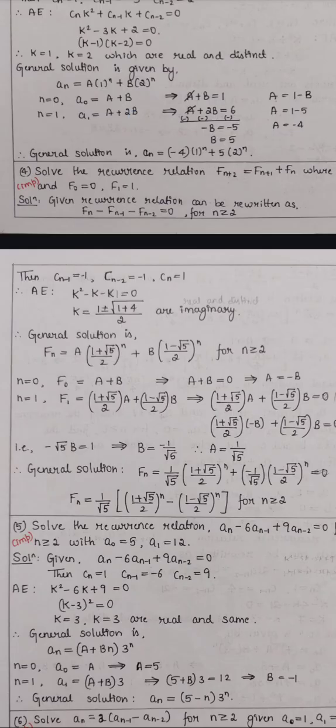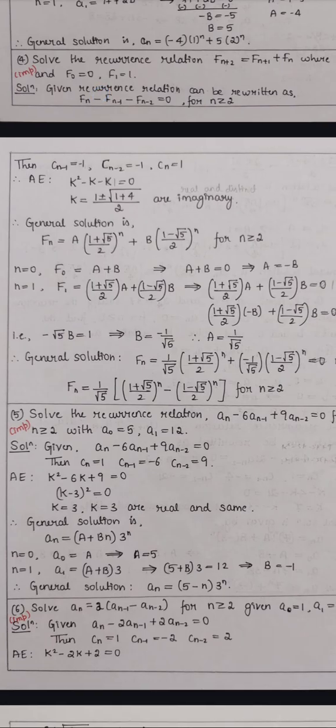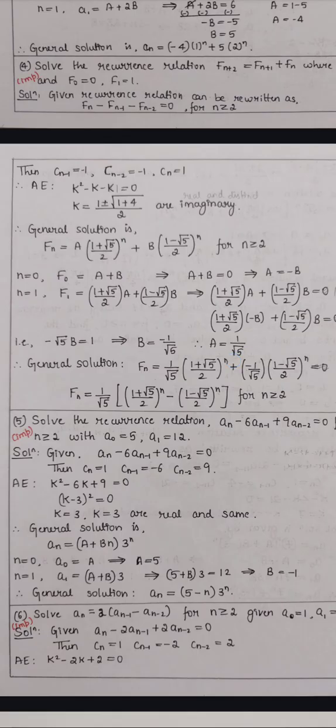f_n - f_{n-1} - f_{n-2} = 0 for every n greater than or equal to 2. c_n equals 1, c_{n-1} equals -1, c_{n-2} is -1. So k square minus k minus 1 equals to 0.